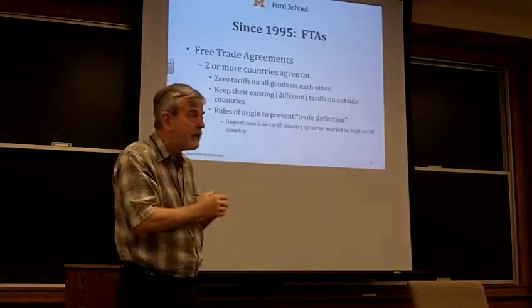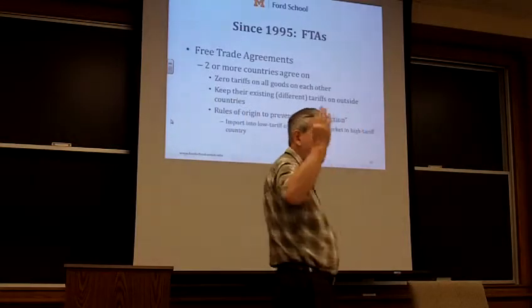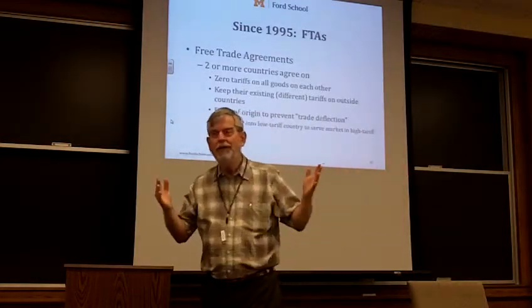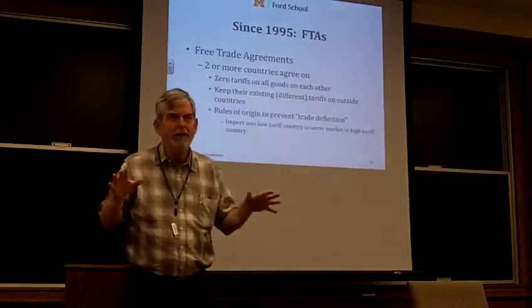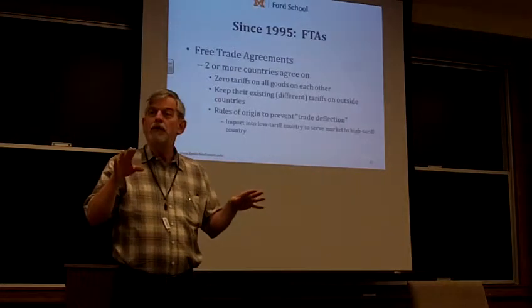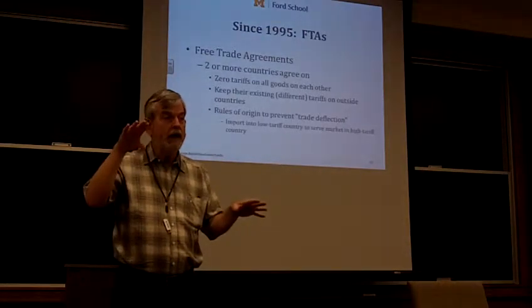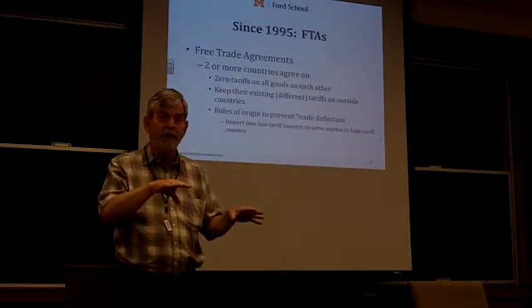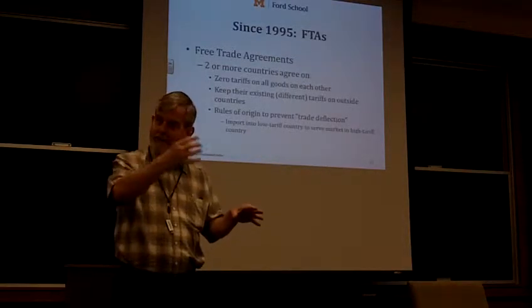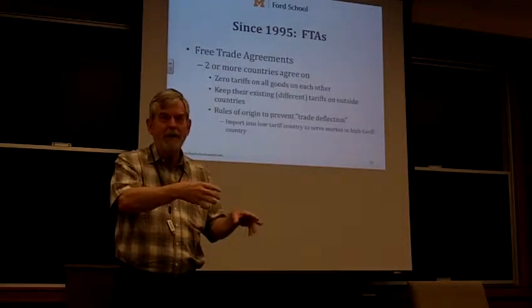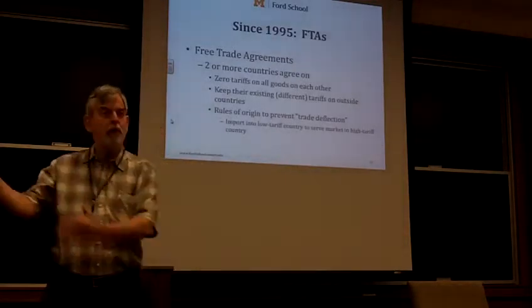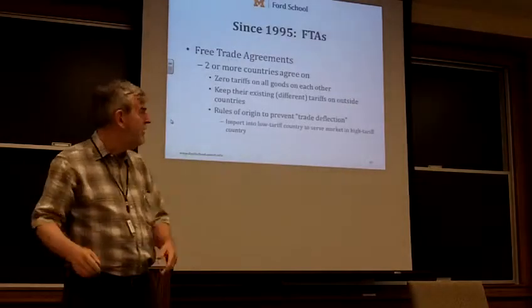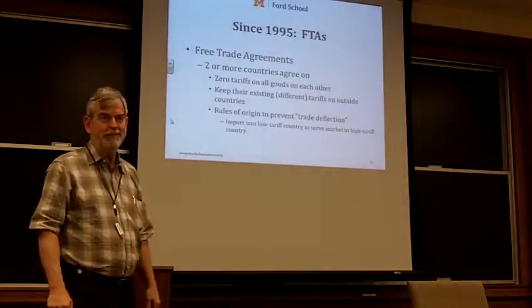If you're a Chinese exporter wanting to send refrigerators to the United States, I don't know what our tariffs are, but let's suppose the United States has a 20% tariff on refrigerators and Mexico has a 5% tariff on refrigerators. You'd say, well, okay, I'll export it first to Mexico, pay the 5% tariff, and then just take it across the border tariff-free, right? That's called trade deflection.